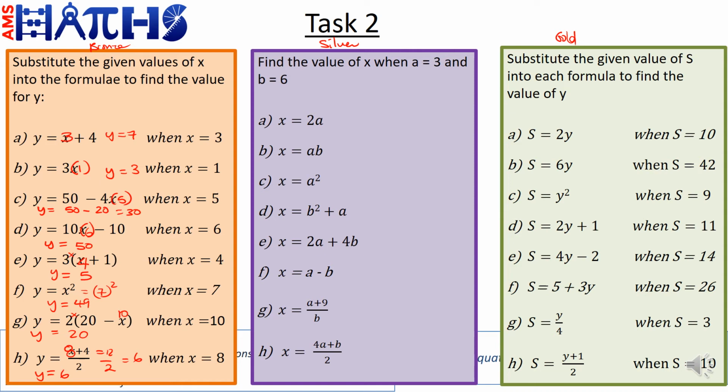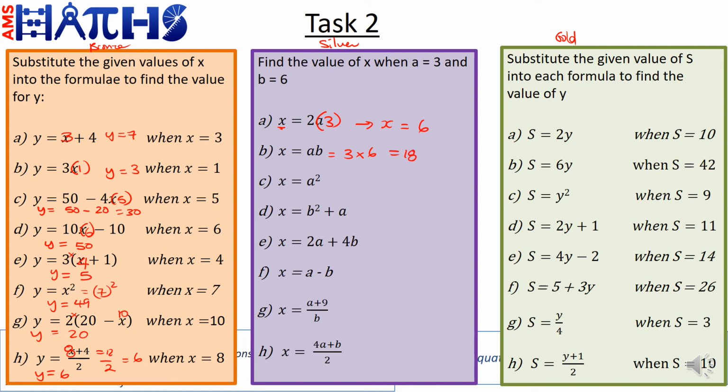Okay, for our silver questions, it says find the value of x when a is 3 and b is 6. So for the first one, we just need to replace a to find out x. So 2 times 3, because a is 3, so it means that x is equal to 2 3's, which makes 6. Then we're replacing a with 3 and b with 6. ab means that we multiply a and b, so 3 times 6 is 18.